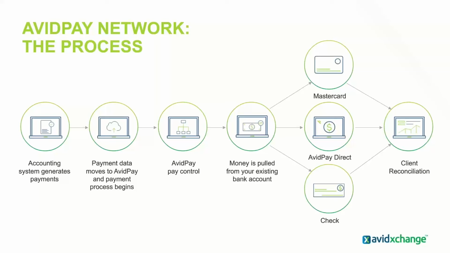And then this is just a quick visual of how it works. Again, the accounting system's generating the payment. We're receiving that payment data from your accounting system. You have the ability to approve the payments, which is optional. You may or may not choose to do this because you may have a very robust invoice approval process, so you don't have a secondary payment approval, but if you do, that's fine. You can absolutely do that.